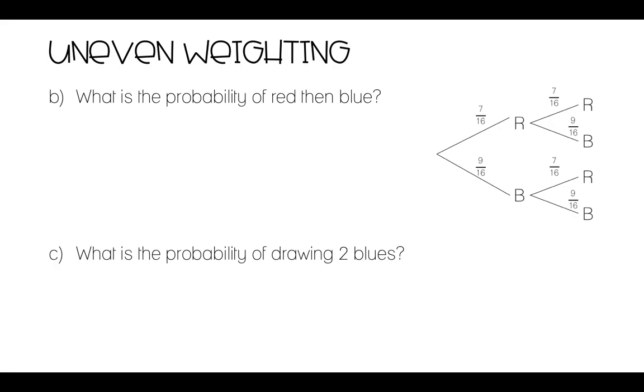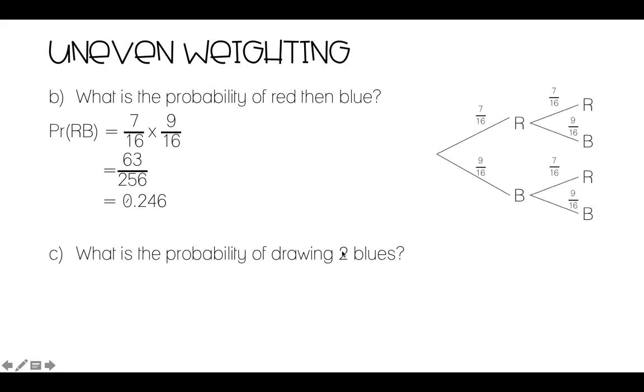So let's use our diagram over here to find out what the probability of getting a red then a blue is. The way we do this is the probability of red then blue equals 7/16 times 9/16, because we went red and then blue. So what we end up with is 63 over 256. And if we put that into our calculator, we end up with 0.246.